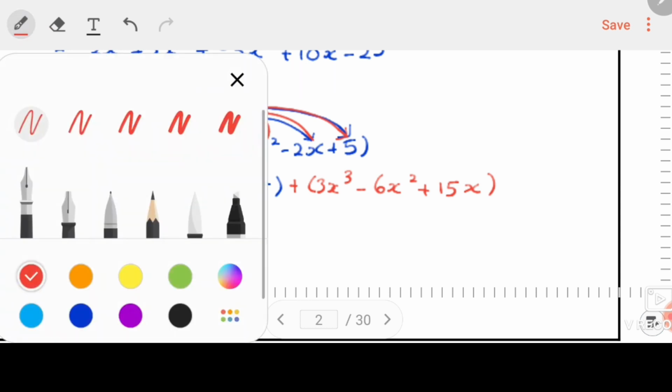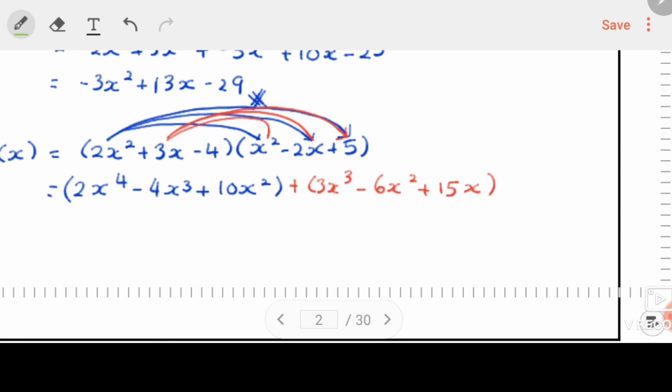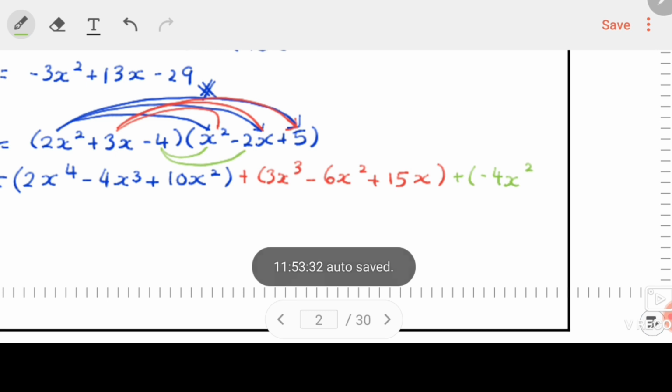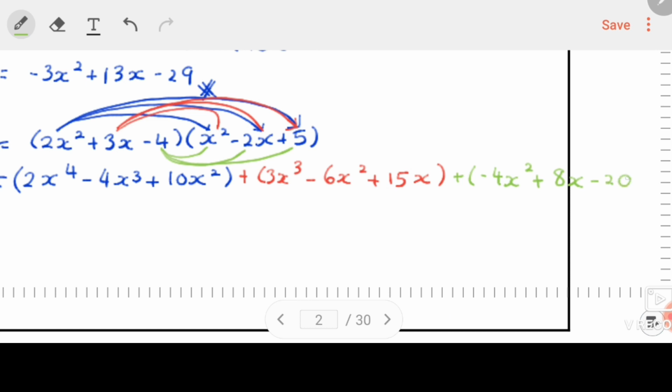Next, by using another color, maybe I can use green. Okay, next, we multiply negative 4 with each term in the second bracket. So we have plus negative 4 times x squared. We have negative 4x squared. Negative 4 times negative 2x become plus 8x. Negative 4 times 5 become negative 20.